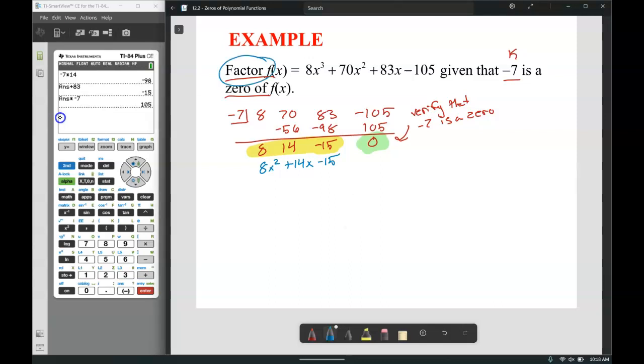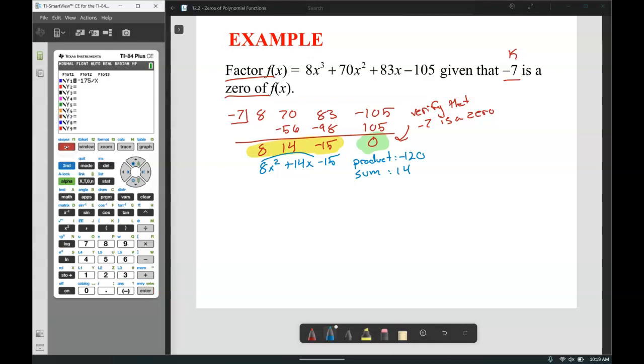Now remember, our original goal was to factor. So now that we have a quadratic, we can factor our quadratic. So we're looking for a product of 8 times -15, which is -120, that gives us a sum of 14. So we can check our factor pairs.